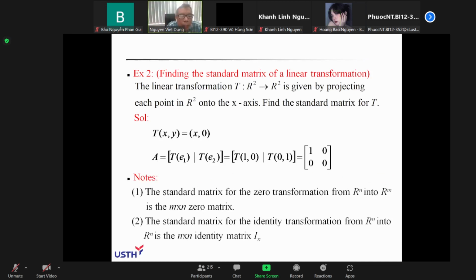Then a remark for you to see. Now we have already defined the standard matrix for any linear transformation T from Rn into Rm. Now we consider special cases. In the case of the zero transformation from Rn into Rm, the standard matrix will be the zero matrix of size m by n. And in the case of the identity transformation from Rn into Rn, the standard matrix will be the identity matrix I of order n. That you can verify by yourself.